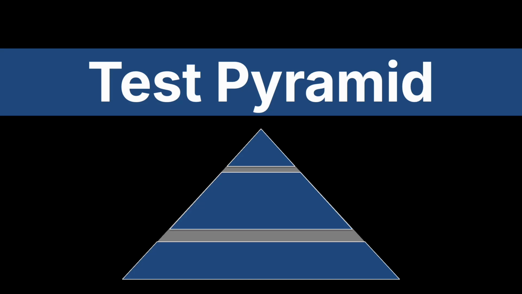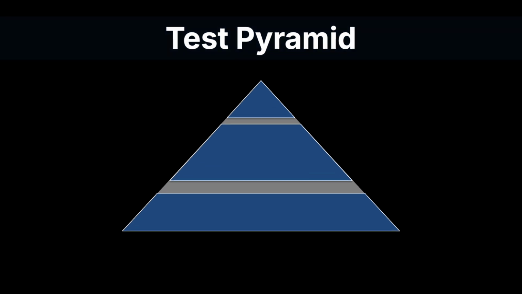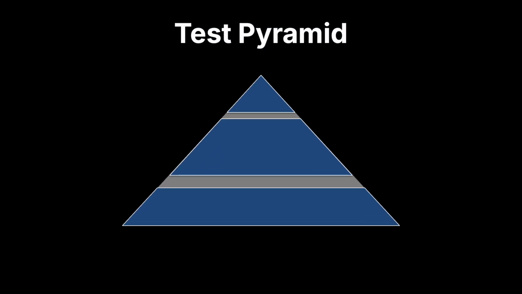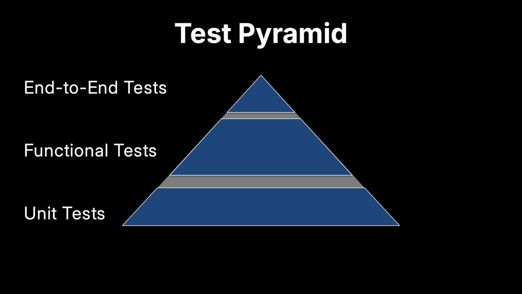This video is about the test pyramid of system test. The test pyramid is a construct that distributes test activities in three high-level layers. At the bottom we have unit tests, then in the middle the functional tests, also called integration tests, and then on top the end-to-end tests, which also include acceptance tests.